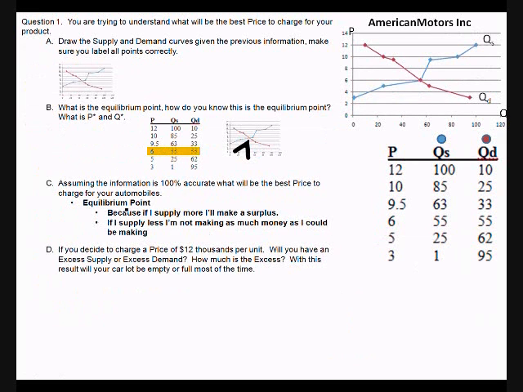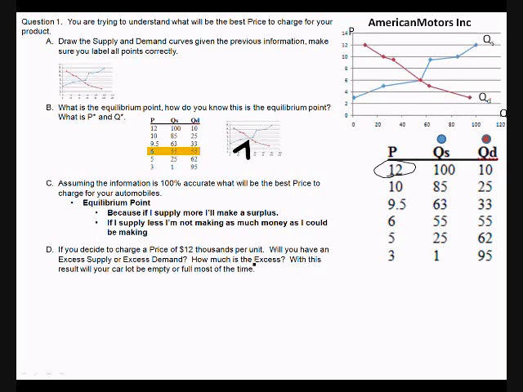So here's my official answer. If I supply more, I'll make a surplus; that's away from the equilibrium point. And if I supply less, I'm not making as much money as I could be making. Alright, so now let's go to letter D. If you decide to charge a price of $12,000 per unit, yeah, 12,000, it's referring to that right there. Will you have an excess supply or an excess demand?